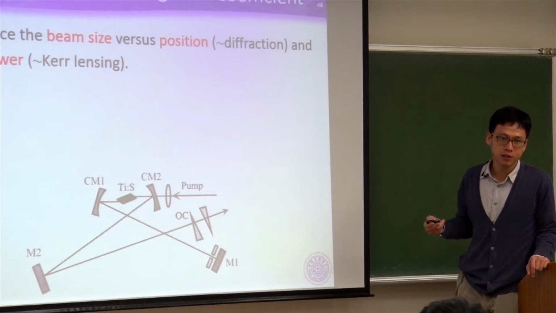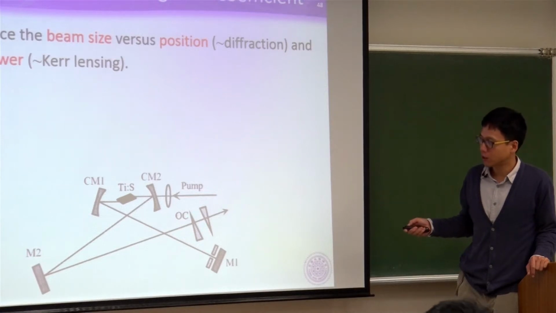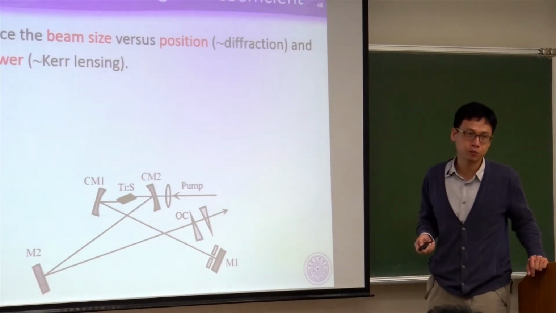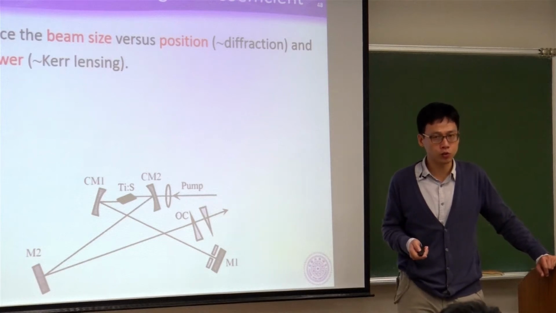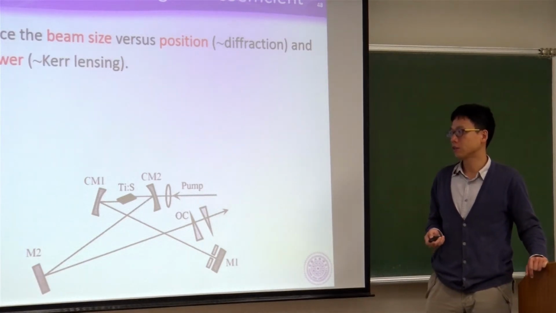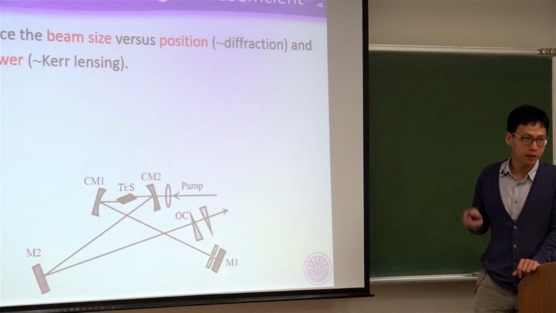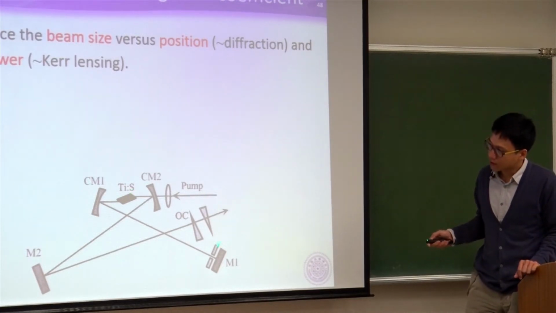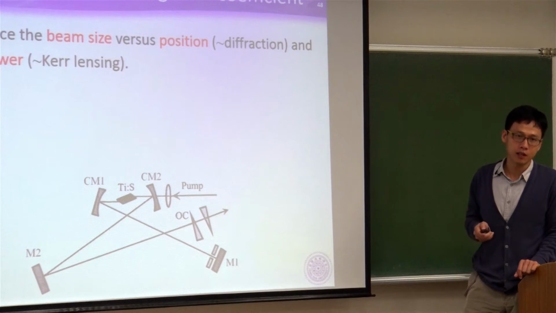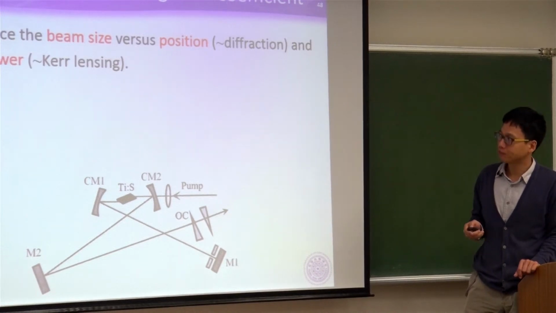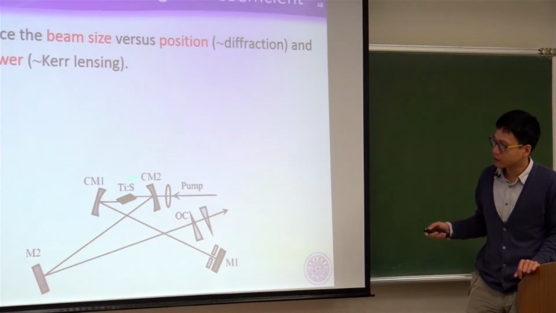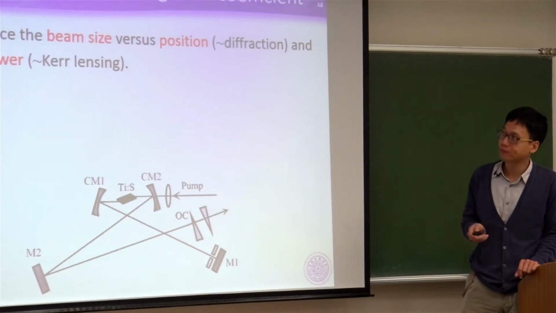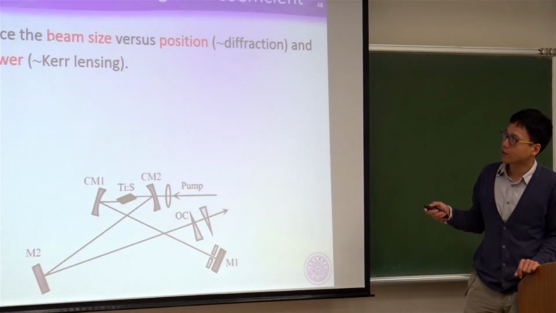And in lesson 7, we will talk about the functionality of the prism pair. It is used as a dispersion compensator. But at this point, we don't have to worry about it. So that's it, the simple design of a curved-lens mode-locked cavity. With this cavity, how do we analyze? You have to trace the beam size versus position and versus power, okay?